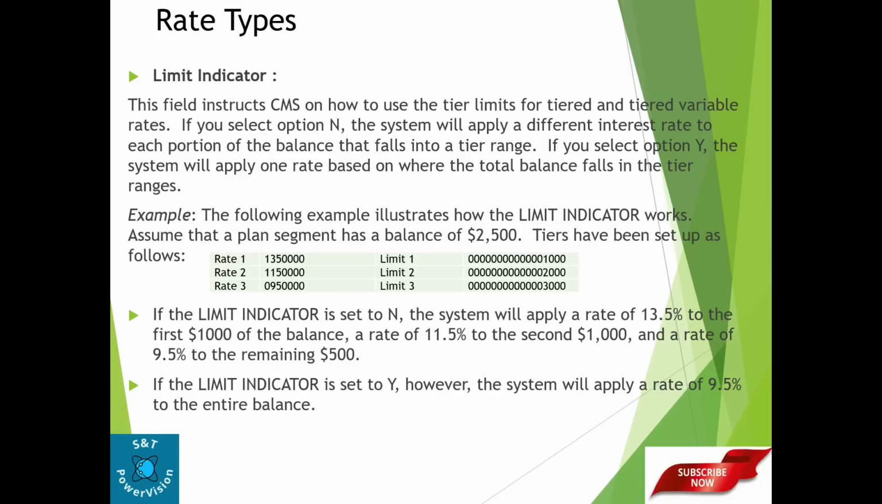If the limit indicator is set to N, the system will apply a rate of 13.5% to the first 1000, a rate of 11.5% to the second 1000 part, and a rate of 9.5% to the remaining 500. If the limit indicator is set to Y, the system will apply a rate of 9.5% to the entire balance of 2500 here.